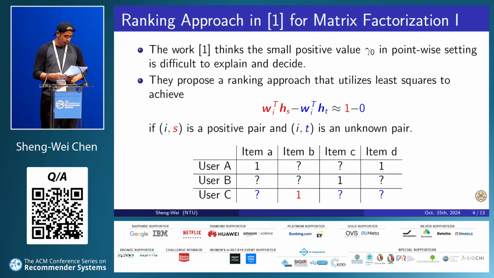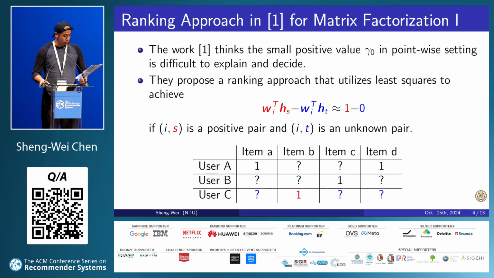Okay, besides the pointwise setting, we discuss one of the state-of-the-art ranking-based methods for matrix factorization, work number 1. They think the small positive value, gamma 0, in the pointwise setting is difficult to explain and design. So they propose a ranking approach that utilizes least squares to achieve the following approximation.